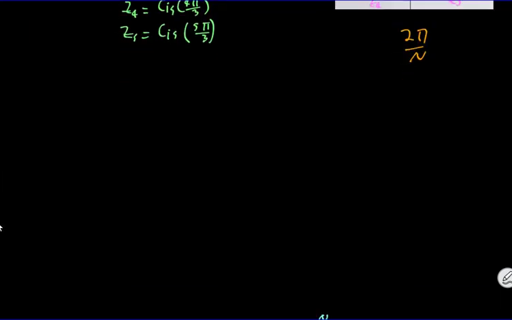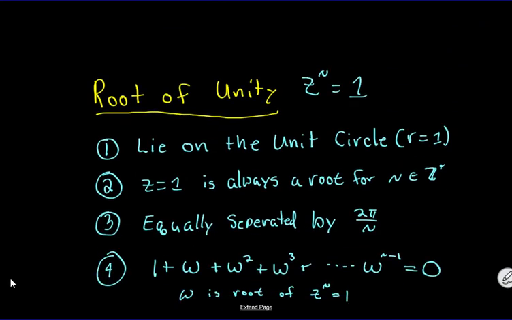So I have all the properties outlined here. If you have roots of unity for some z to the n equals 1, they lie on the unit circle. That's the first thing, right? They lie on the unit circle for r equals 1. Z of 1 is always a root for n an element of the positive integers, right? They are equally distributed, or separated, by 2 pi over n.